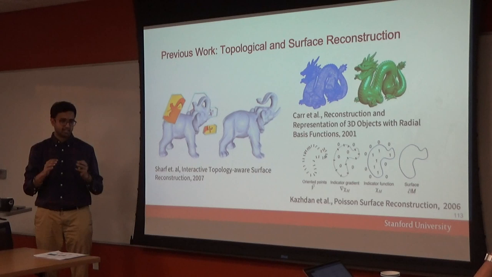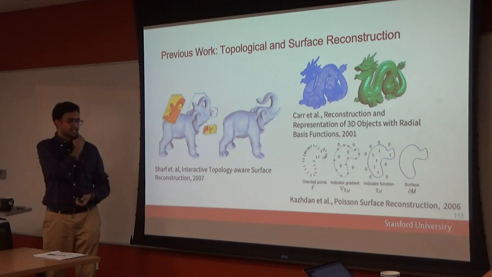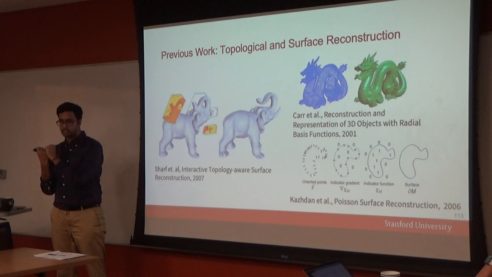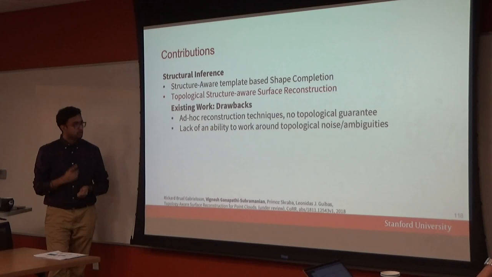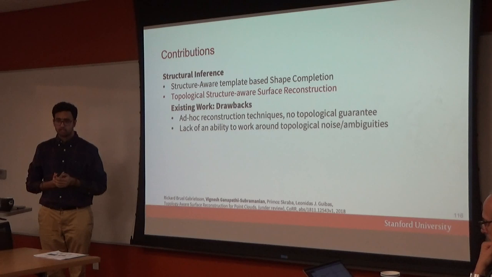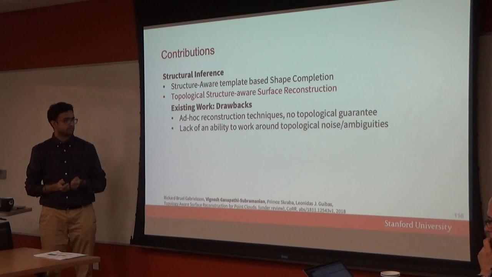Most classical surface reconstruction techniques do this by implicit function representation of the surface. What they do is, given a point cloud, they provide a function on all of space from which you can extract the surface out and thereby provide a reconstruction of the entire surface. The drawbacks with existing works are that most works do not bother themselves with actually having the right topology, and even those that do are ad hoc techniques with no topological guarantee. Also, they lack an ability to work around topological noise or topological ambiguities in shapes.